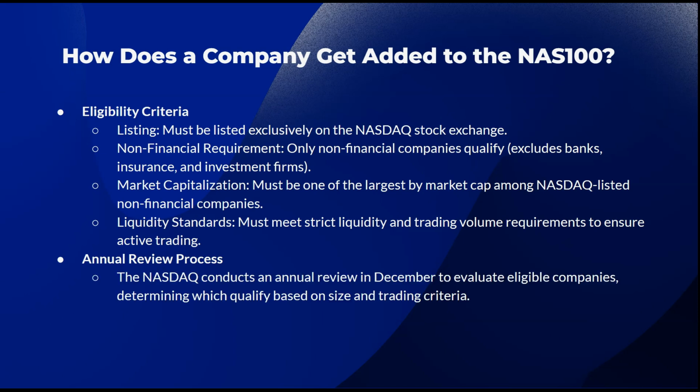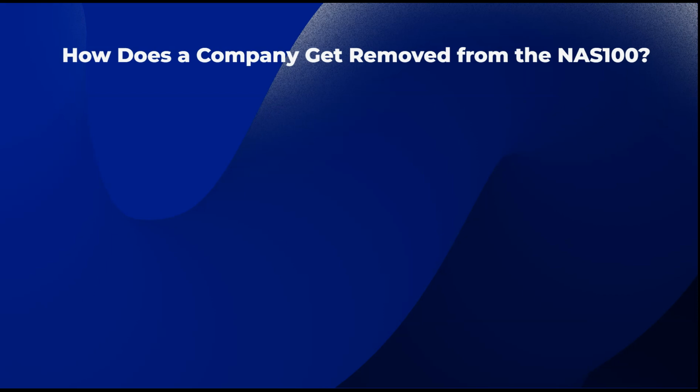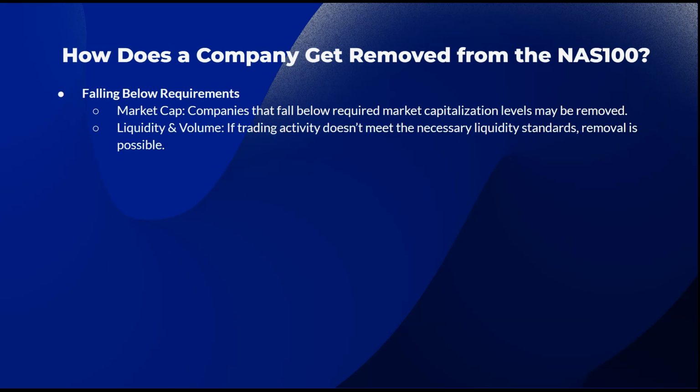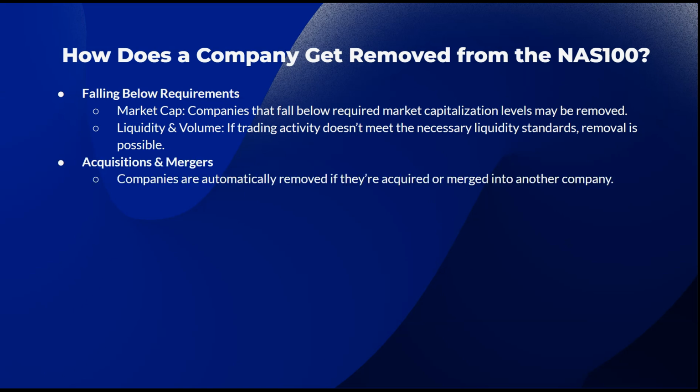Annual review process. The NASDAQ conducts an annual review in December to evaluate eligible companies, determining which qualify based on size and trading criteria. How does a company get removed from the NASDAQ 100? Falling below requirements: companies that fall below required market capitalization levels may be removed. Liquidity and volume: if trading activity doesn't meet the necessary liquidity standards, removal is possible. Acquisition and mergers: companies are automatically removed if they're acquired or merged into another company.